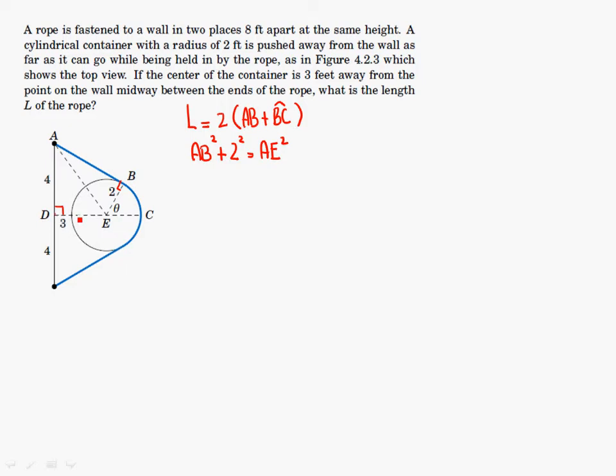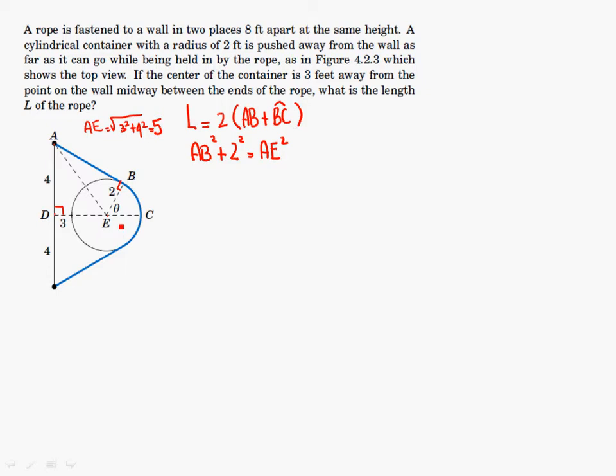Do we know the distance from D to E? 3. And the distance from D to A is? 4. So this distance from A to E is? 4 squared plus 3 squared, and then the square root of that? Yeah, 5. Good. It's a 3, 4, 5 triangle. So AE is going to be 5. I don't want to write it in here because it's going to mess up the picture.